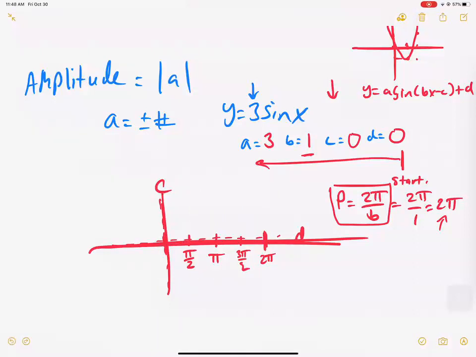And A is 3. So I'm going to count up 1, 2, 3. From the D value, I'm going to count my A value up and my A value down. 1, 2, 3. Because this is the amplitude of the graph. This is how high and how low my graph is going to be stretched. And I'm going to draw little dotted lines now.